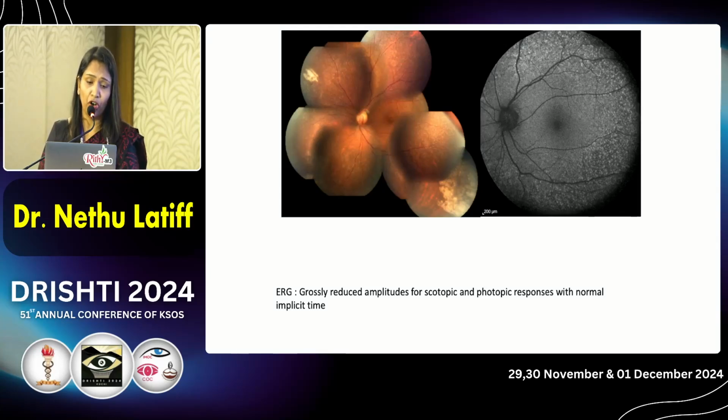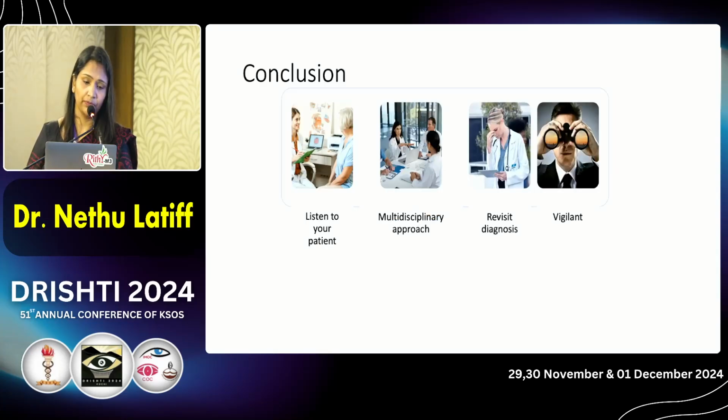On subsequent follow-up, I noticed RP-like mottling in the mid-periphery, which is picked up in the autofluorescence. I did an ERG, which showed grossly reduced amplitude for scotopic and photopic responses. So I don't know what the diagnosis is, but still I suspect a retinal toxicity due to the intravitreal ganciclovir.